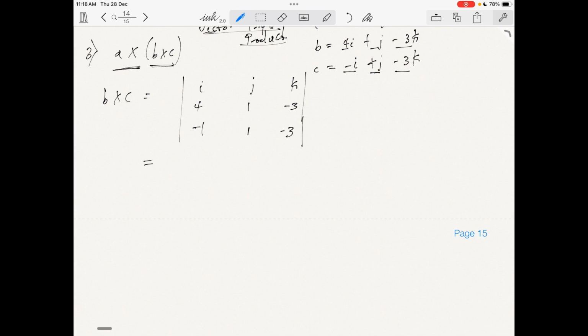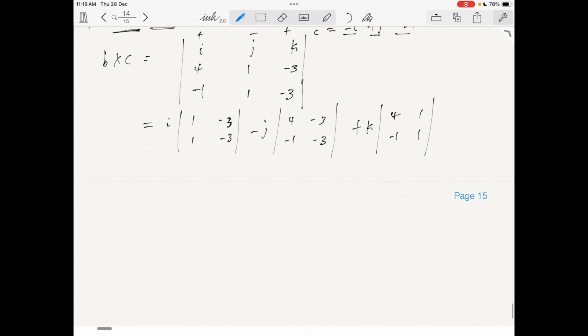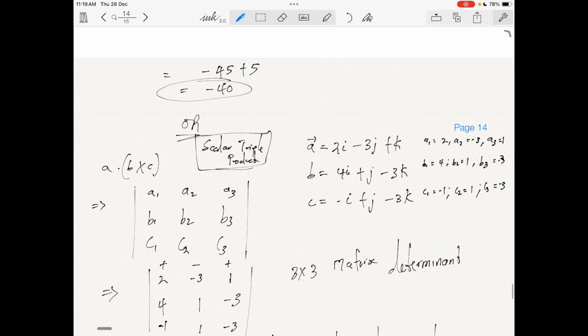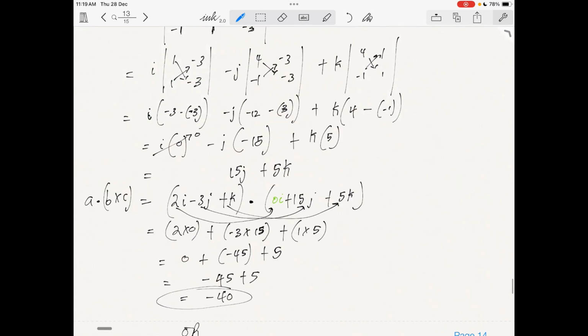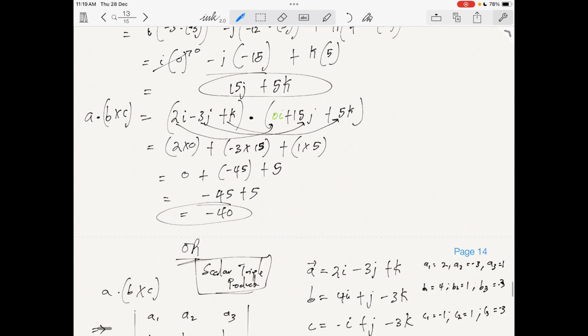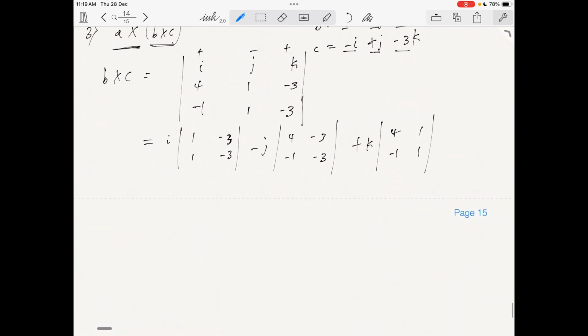So we have i, reducing it to a 2 by 2 matrix individually, minus 3, minus j, and it is plus, minus, plus. Minus j into (4 times minus 3 minus minus 1 times minus 3), plus k into (4 times 1 minus minus 1 times 1). I think we have even evaluated B cross C before, and our answer for B cross C is 15j plus 5k. It makes work easier. So our answer for B cross C, after doing all this, will be 15j plus 5k.